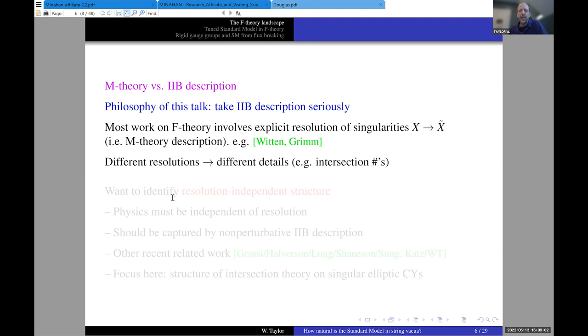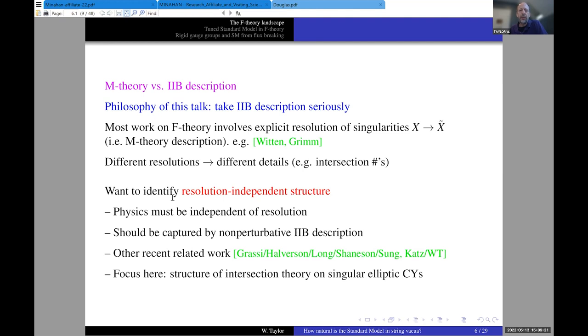And one of the things I'll talk about today is the fact that some of the physics, certainly the physics, is independent of how you do the resolution, but it even seems that there are parts of the mathematics which can be extracted, which are independent of how you resolve the singularities. So I want to focus on that resolution independent structure. The physics, as I say, has to be independent of the resolution, and we should be able to develop a systematic way in the non-perturbative type IIB framework of thinking about how the resolution independent physics is encoded in the apparently singular geometry there.